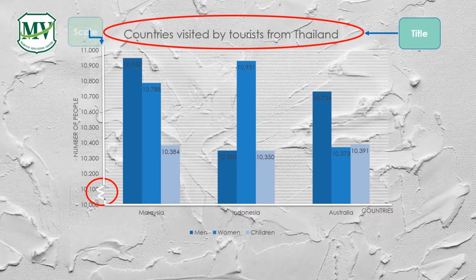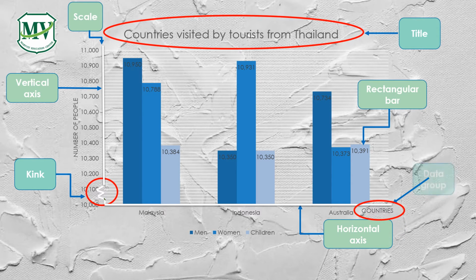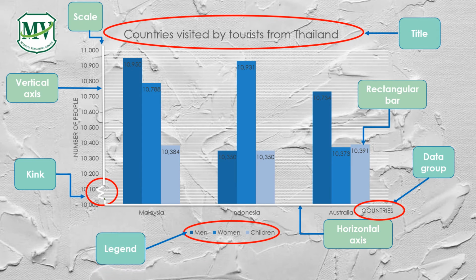Next is the scale, which is used to measure the length of the bar. We have the vertical axis and horizontal axis, the kink, the rectangular bar, the data group, and the legend.